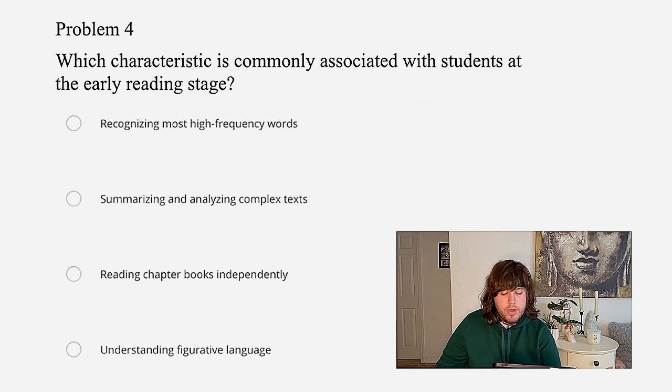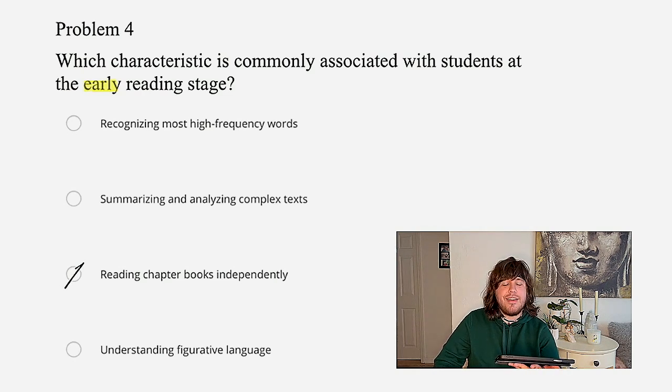Problem 4 says, which characteristic is commonly associated with students at the early reading stage? So we're talking about students who are just starting out with their reading skills. With that in mind, we can use some common sense and get rid of some answer choices. Like answer C. Answer C jumps out to me immediately. Reading chapter books independently. If a student is an early reader, they're not reading independently, and they sure aren't reading whole chapter books, right? So let's get rid of answer C.